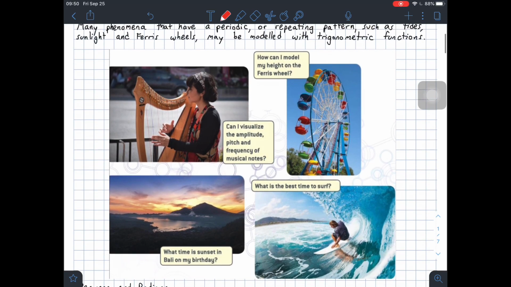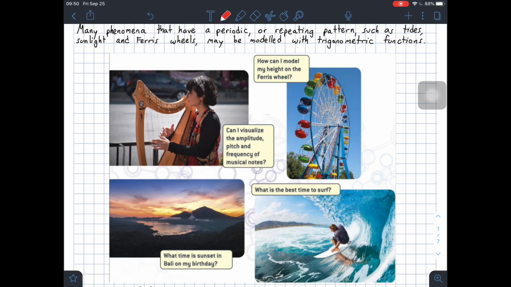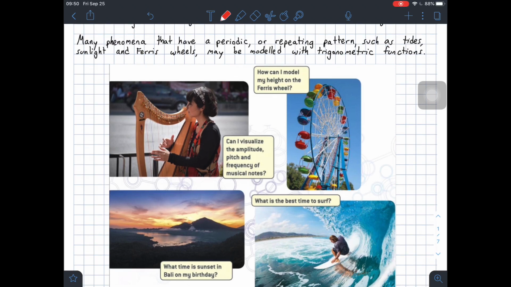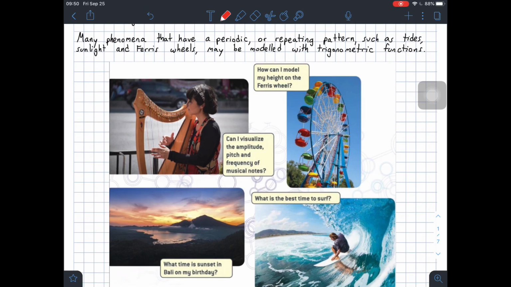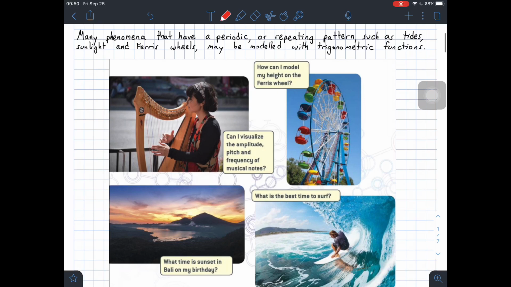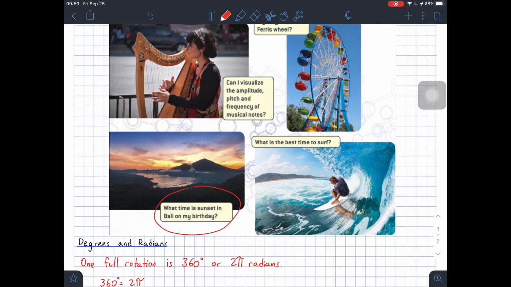So here are some interesting applications of trigonometric functions to real life situations, and these are all very interesting topics maybe for you to analyze in your math internal assessment or math projects, right? For example, can I visualize the amplitude, pitch, and frequency of musical notes? Or how can I model my height on the Ferris wheel? This is very interesting. Then, what time is sunset in Bali on my birthday?